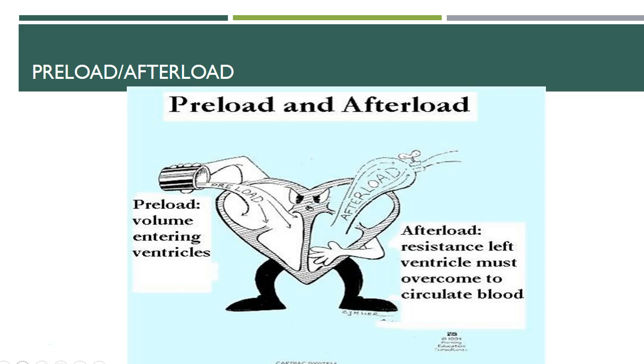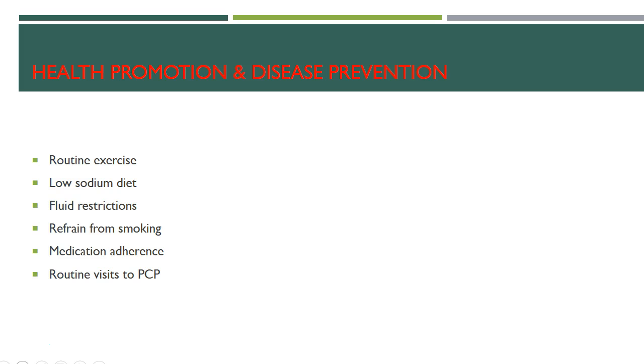So preload and afterload. Preload, remember, is the volume that is entering the ventricles, and afterload is the resistance that must be overcome in the left ventricle to circulate blood. When we promote health and prevent disease, we're going to promote exercise, of course, a low-sodium, heart-healthy diet. We're going to restrict our fluids if they have heart failure, smoking cessation, medicine adherence for heart failure, and then if they have heart failure, they need to routinely see their primary care provider.